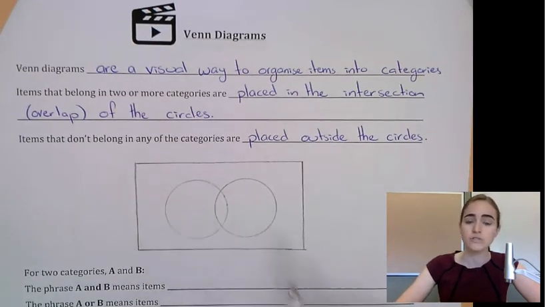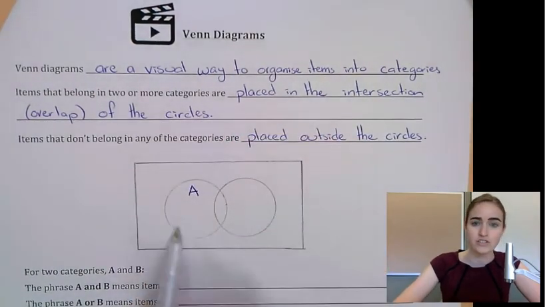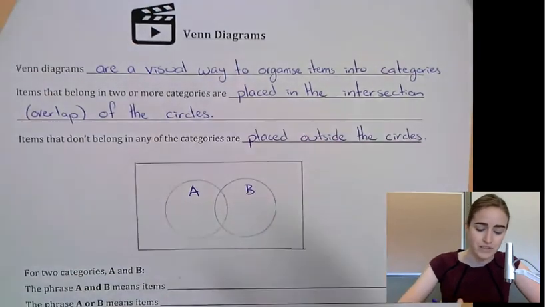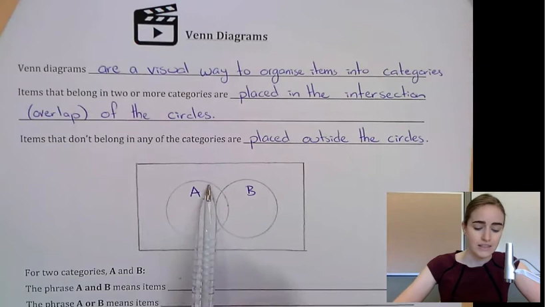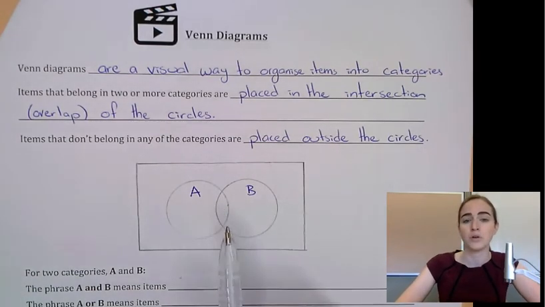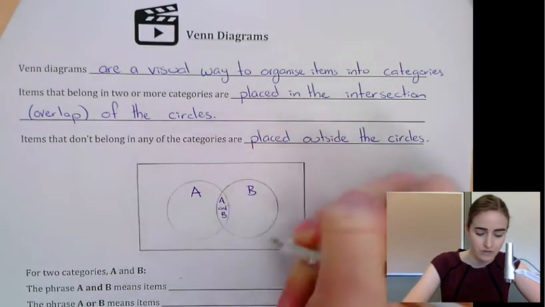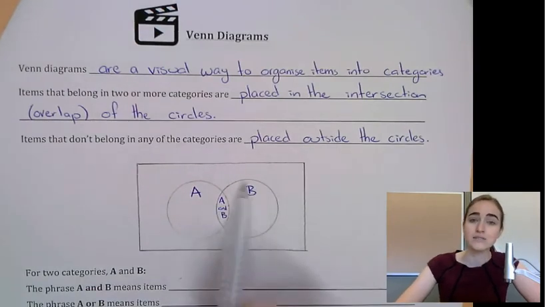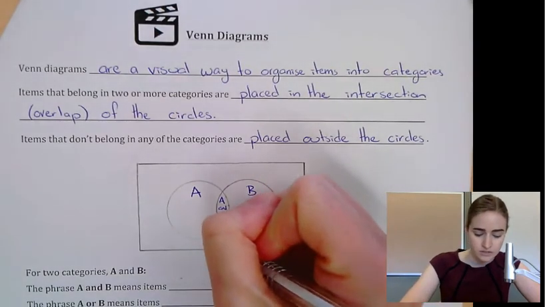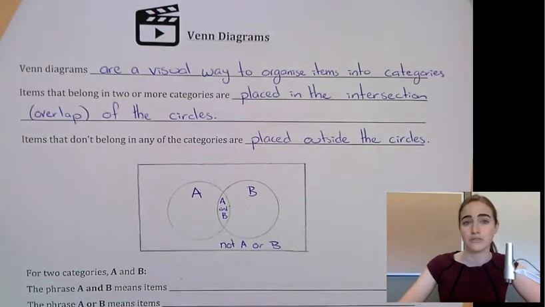This one has two circles, so that means two categories. Let's call them, for example, category A for this first circle and category B for this second circle. Anything that belongs in category A will go in this circle, anything that belongs in category B will go in this one. Where they overlap, that'll be things that belong in both categories. So that's A and B in that overlap. And anything that doesn't belong in either of them is going to go inside the rectangle, but not inside the circles. So this one will be not A or B. It doesn't belong in either of them.